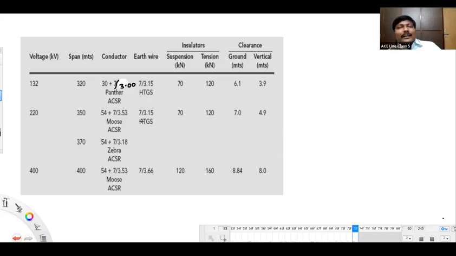So if somebody says it's a conductor of moose, and a conductor of zebra, you should say that the zebra conductor size will be less compared to the moose conductor size. For example, panther is of smaller size compared to zebra. That's a comparison. For easiness in comparing which conductor is smaller and which is larger, they are denoting the conductors with animal names, for easy identification.